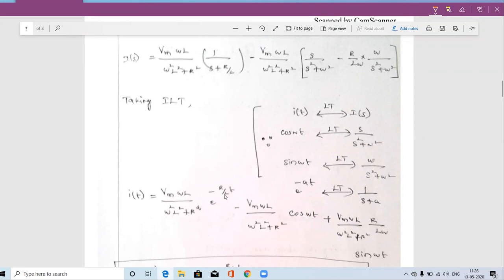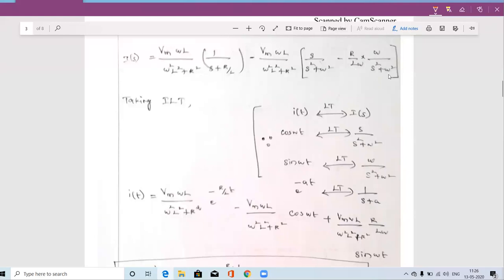R by L, correct? And this is the constant. You keep this constant as it is. What is the inverse Laplace transform of this term? Cos omega t. And you keep this one. This constant is common for both the terms. Now this constant is multiplied with this term, minus R by L omega, constant.